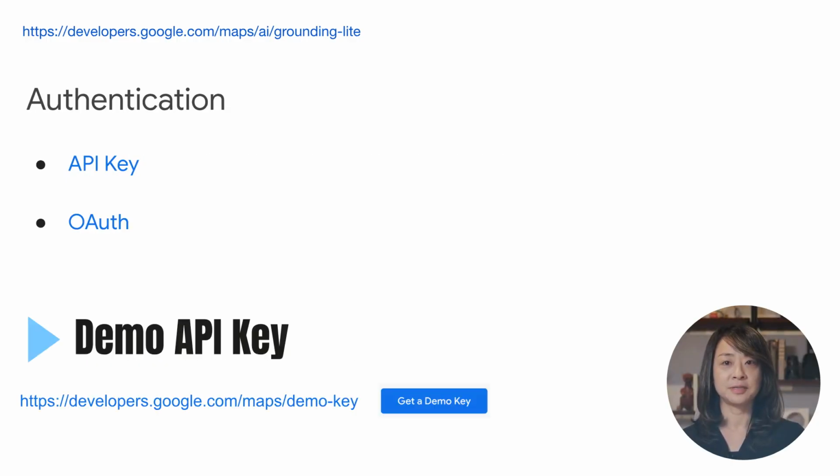To use the grounding MCP service, you can choose to use either API key or OAuth authentication. Good news is Google Maps platform launched a no-cost demo API key that lets you easily start prototyping, and it supports grounding MCP now. Go to the demo key page and click the button to get the key today.